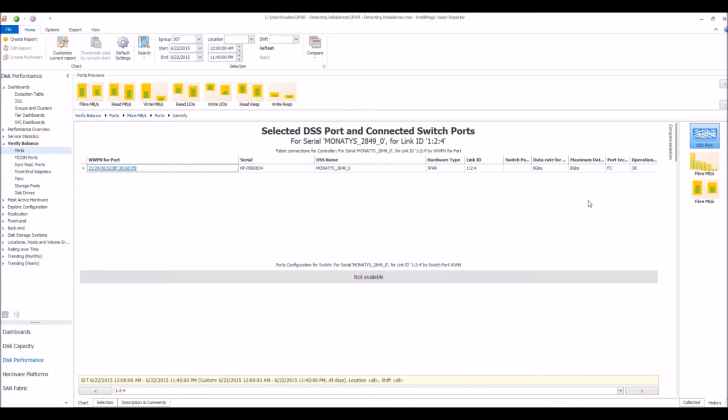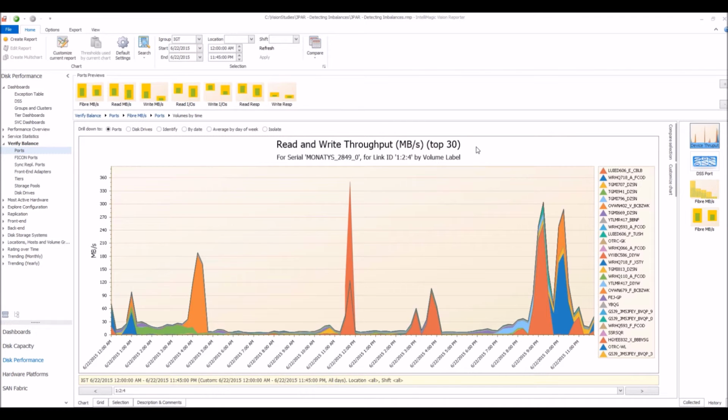Let's take a look at what we might do in order to rebalance the workload on these busier ports. We will drill down from one of the ports to the associated volumes to understand the associated hosts. This chart shows the volume throughput for the top 30 volumes associated with the busy ports. In this case, there are peaks at 12 p.m., 9 p.m., and 10 p.m. Let's look at which host is driving the load.